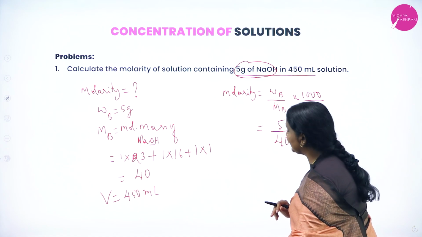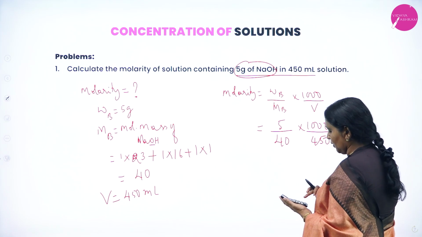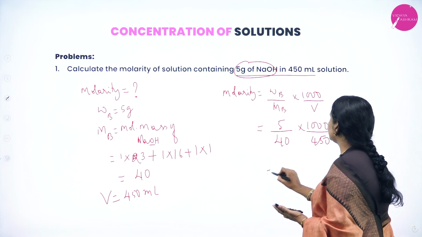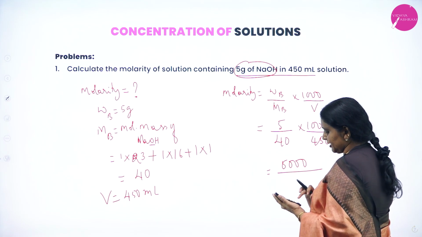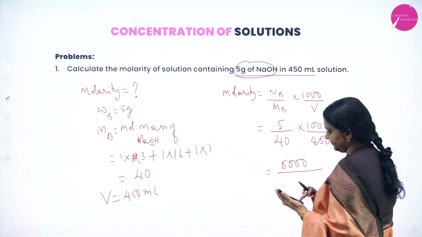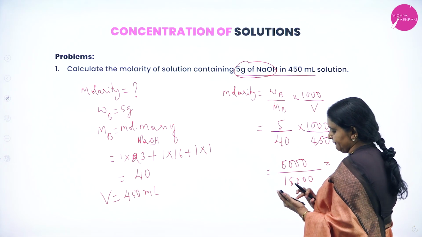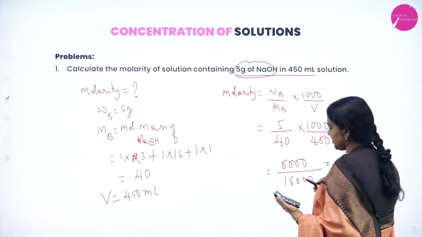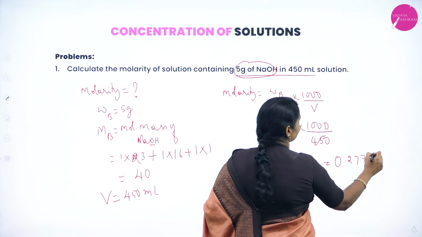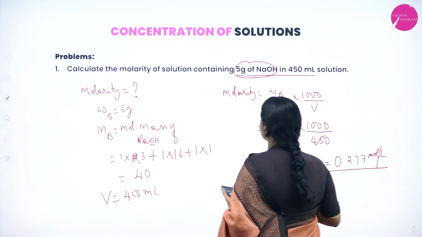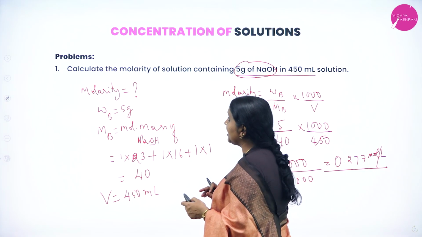450. So if you calculate 5 into 1000, it is 5000. 5000 divided by 40 into 450, which is 18,000. 5,000 divided by 18,000 is equal to 0.277. What's the unit for molarity? Mole per liter. Okay. So that is the molarity of the solution.